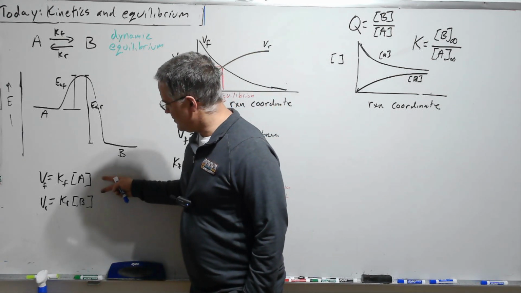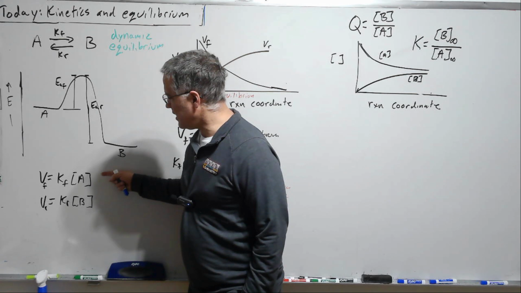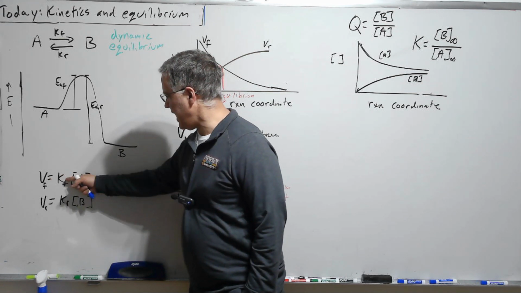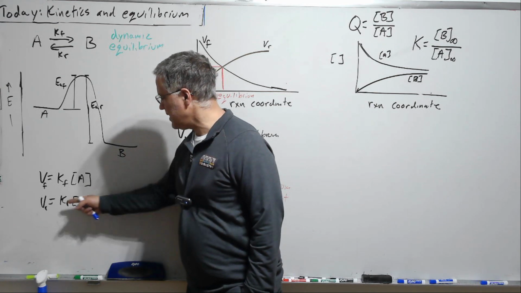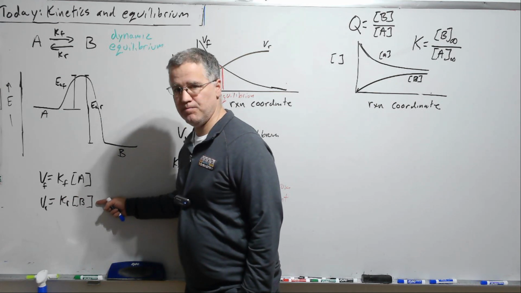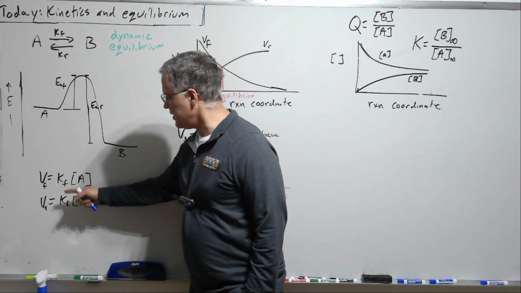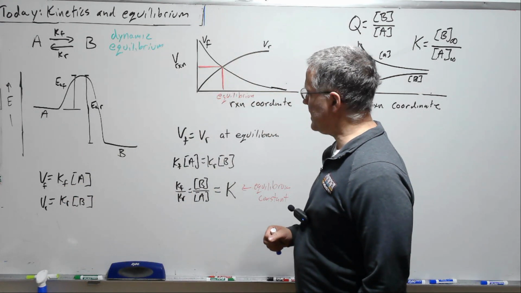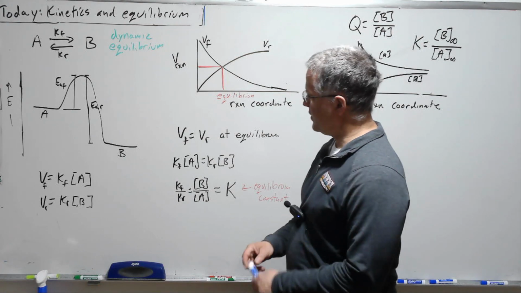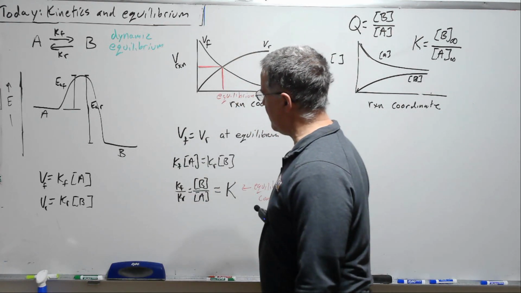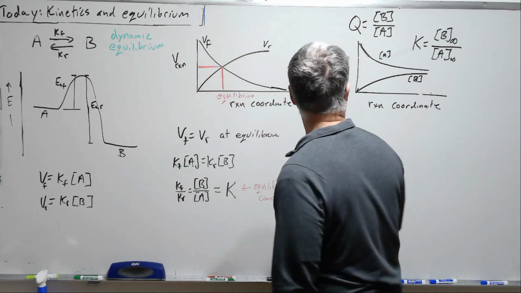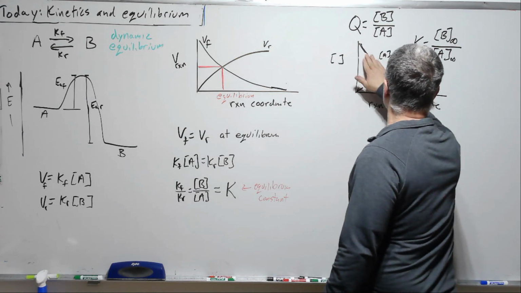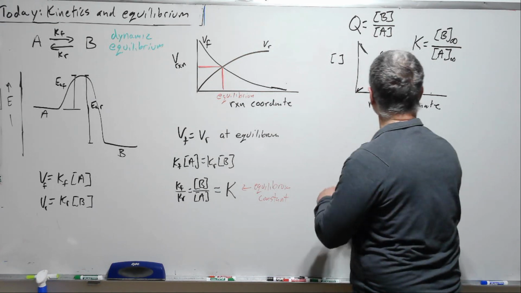Now, since it's elementary, we can write the forward reaction rate as k times the concentration of A, and the reverse velocity as k reverse times the concentration of B. All right, so these are these velocities. Now, I'm going to change this graph here because I want to make it match with what we've had up here. So let me adjust this graph.